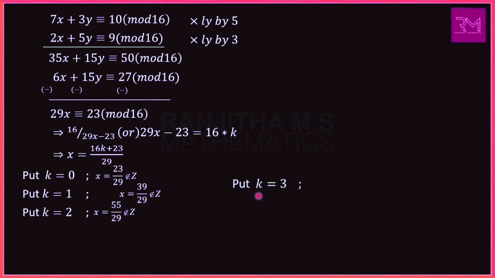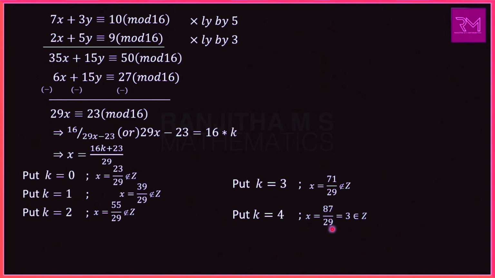Next you have to put the value k is equal to 3. If you substitute k value as 3, that means 16 into 3 is 48. 48 plus 23, we get a value as 71. That is, x value is equal to 71 divided by 29, which also does not belong to an integer Z. Next you have to put k is equal to 4. If you substitute k value as 4, that means 16 into 4 is 64 plus 23, we get a value as 87. That is x is equal to 87 by 29.